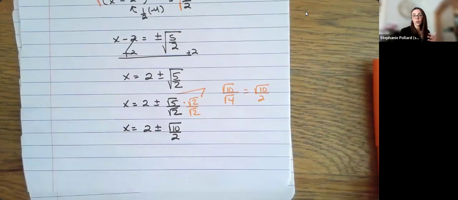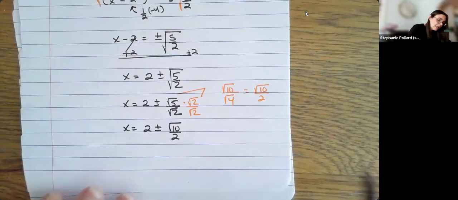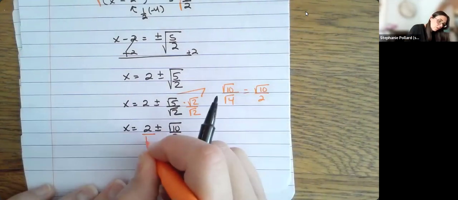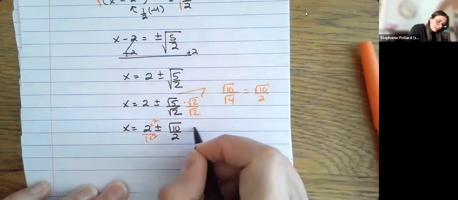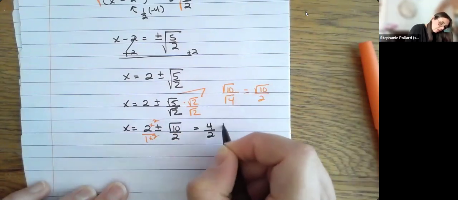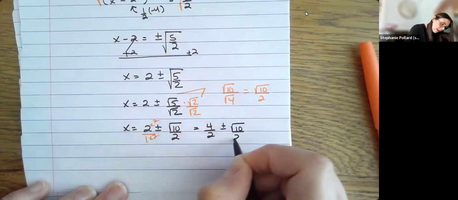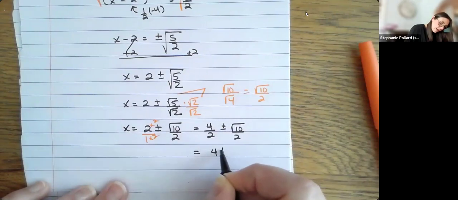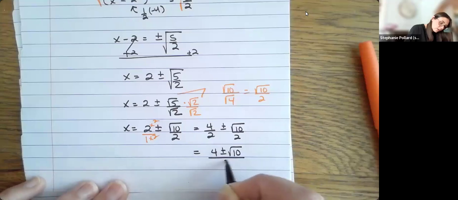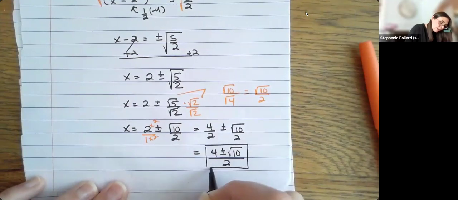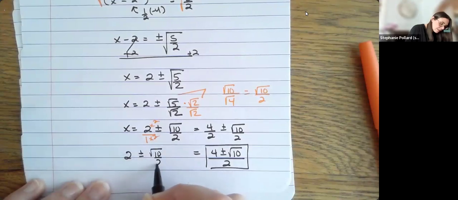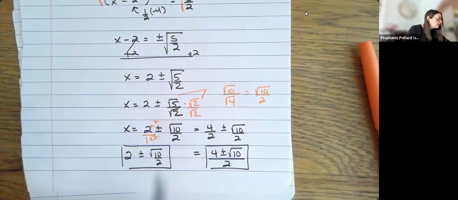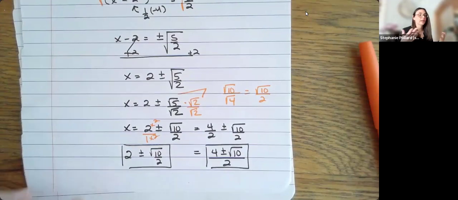Some people like to write this as one big group. If that's the case, then you could put the 2 over 1 here and multiply by 2 over 2 to get common denominators. And then I could write it as 4 plus or minus √10 all over 2. So that is correct. Or if you have the 2 separately, there's really nothing wrong with this either. It just depends on how we want our final answer expressed.